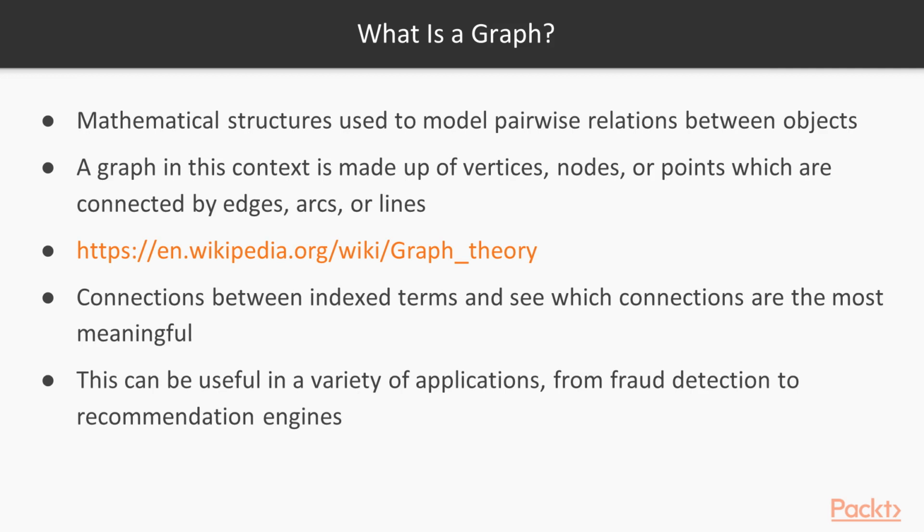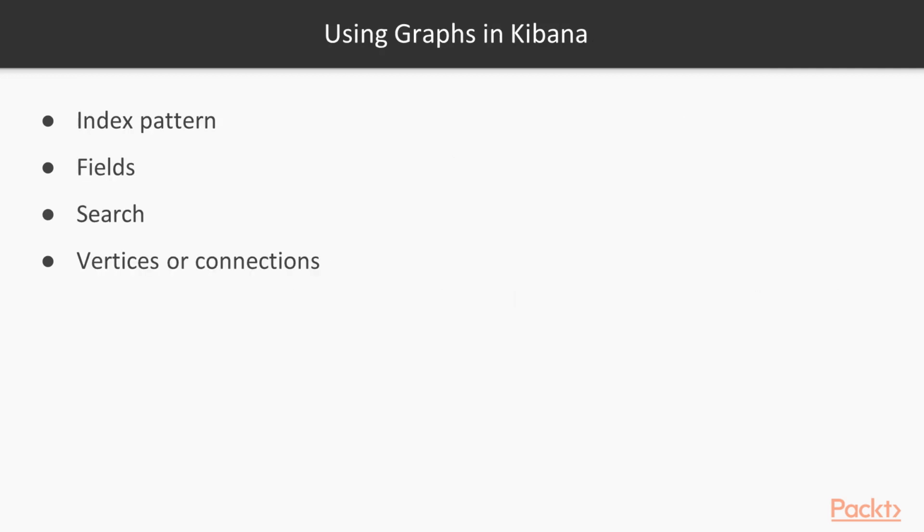So this can be pretty useful if you're building any sort of data set where you want to dive through relationships. So you can look at fraud detection, you can see where a hacker starts on one computer and does lateral movement to another and another. You can pivot from those data points. So let's jump into it and we'll talk about how we can use graphs in Kibana. These are the steps we have to go through. We'll do this as a live demo. We'll look at the index patterns, the fields, the search, and the vertices and connections.